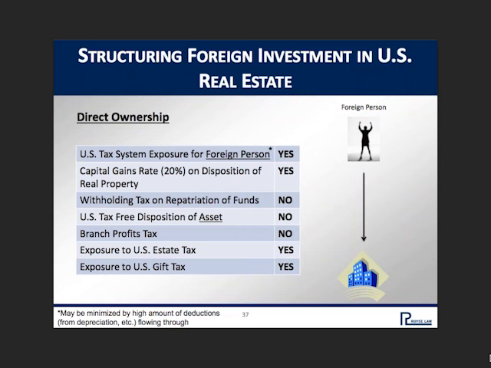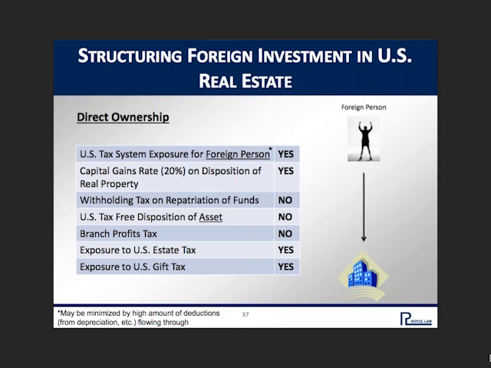So what if we instead structure it without a corporation? We just have direct ownership. Well, this foreign person is in the U.S. tax system. They might not have very much net income during the ownership phase because real property throws off tons of deductions, so their net income should be low. Unlike all the corporate examples that we just went through, you will get capital gains. Hooray! There's no withholding tax because there's no corporation.